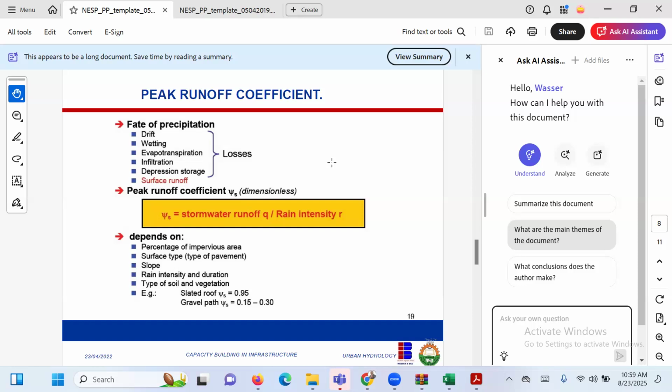But if you have surfaces that are not paved, that are unpaved, or that are pervious, then the stormwater will be less because there will be a lot of infiltration. And remember, we said it is after drifting, wetting, evapotranspiration, infiltration, depression that you now have surface runoff.